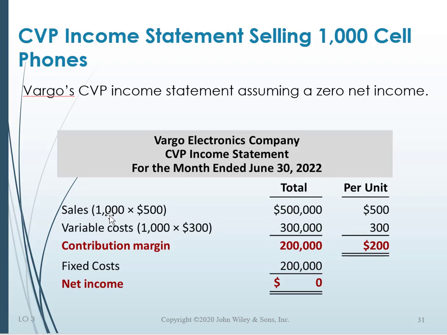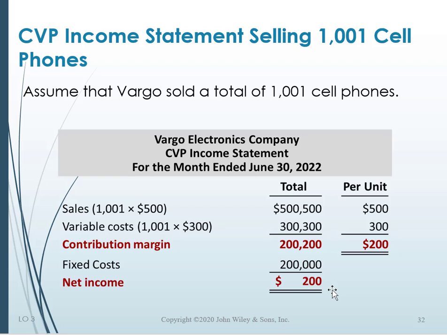If we sold 1,000 units, $500,000 sales, $300,000 is variable cost, a contribution margin of $200,000, fixed cost $200,000. The net income is zero. So what we'll find out in a later video is this 1,000 unit mark is what we refer to as the break-even point. That's the point where the contribution margin exactly equals fixed costs, so we end up with zero net income.